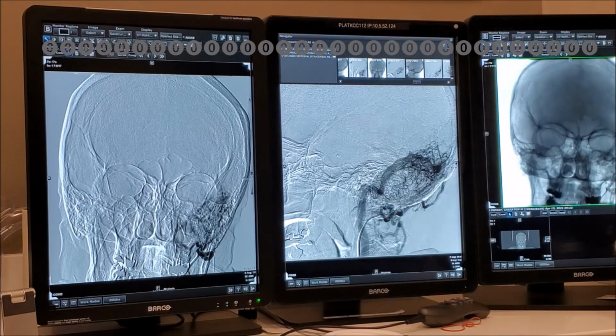Now there is one thing we're still missing. Oh, maybe it's here. There's too much movement. I'm looking for this portion of the sinus.